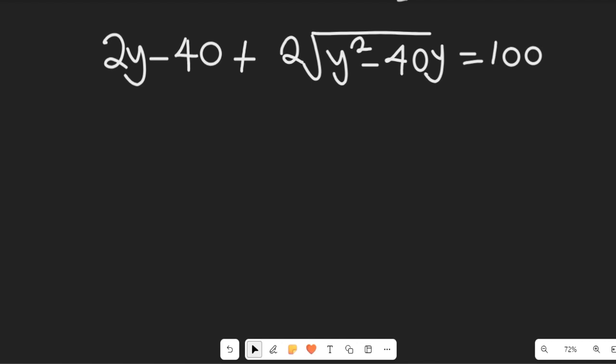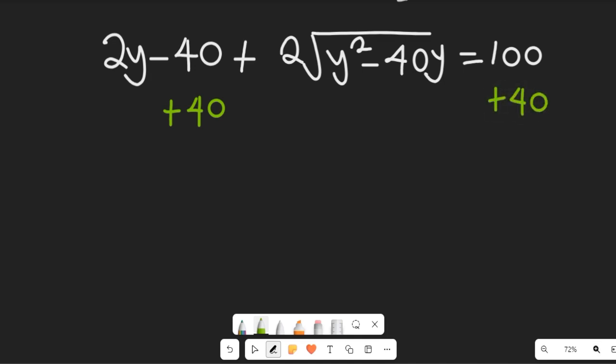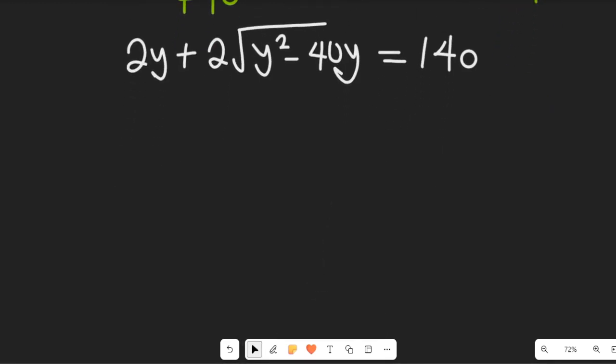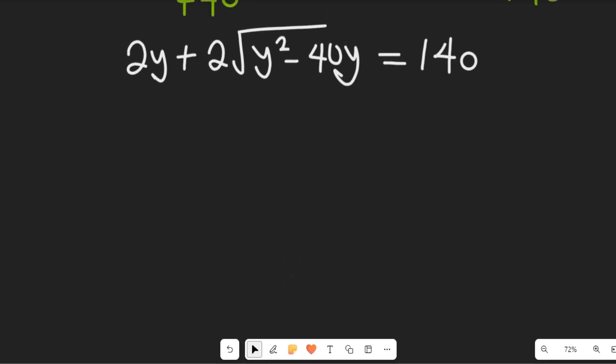Now, if we want to simplify further, we'll take out the whole numbers from both sides. So from here, if I add 40 to this point, I'll equally have to add 40 to this point. So if I add 40 to this point, this equation will give us 2y plus 2 multiplied by the square root of y squared minus 40y, and this will be equal to 140.